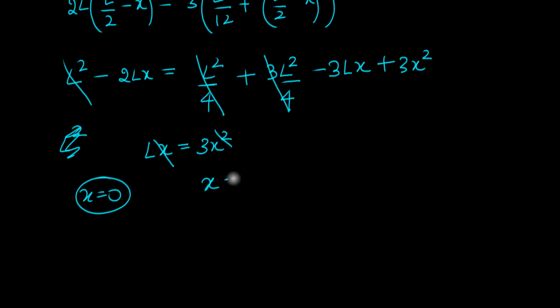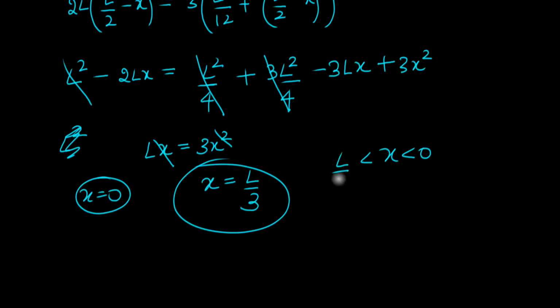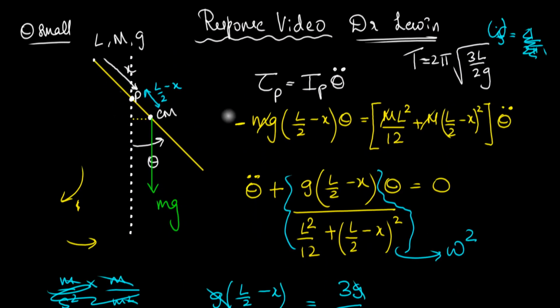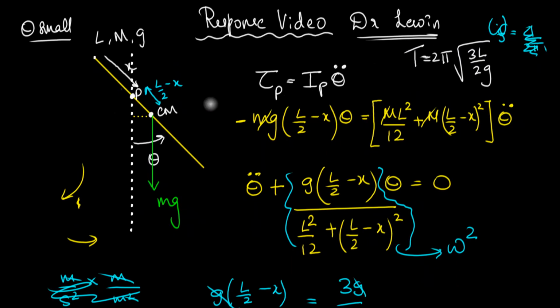So now this tells me that x has to be equal to L divided by 3. Now the question is, does x equal to L divided by 3 lie between 0 and L by 2? And the answer is yes. L by 3 lies in between 0 and L by 2. So yes, we have gotten the solution. Ta-da! There we have it. So at that point, I should get the same time period as this one.